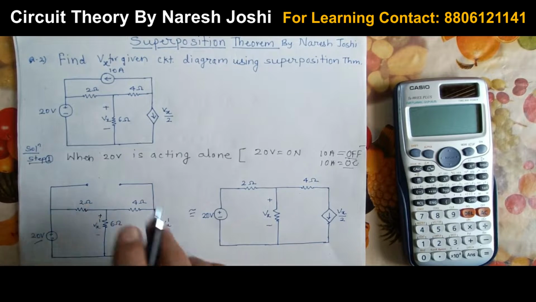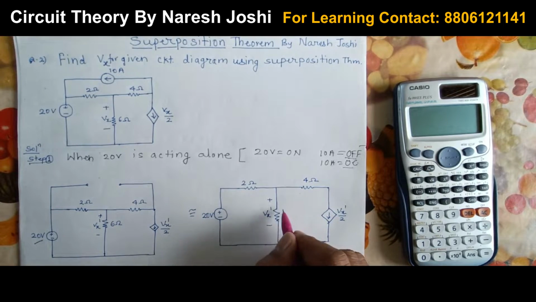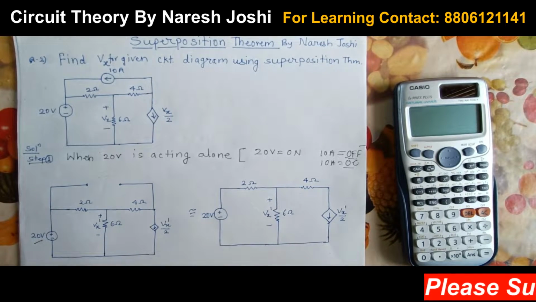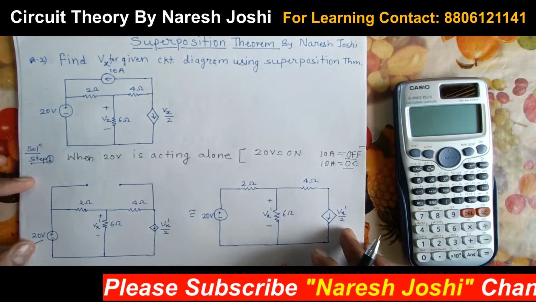Now I will modify the circuit diagram. Then you can see this is again Vx dash and this is the Vx dash, because we need to find out the voltage across the 6 ohm. So this is our motto. Here you can see this is the 6 ohm. Now next, after simplifying the circuit diagram, you have to follow the mesh analysis.